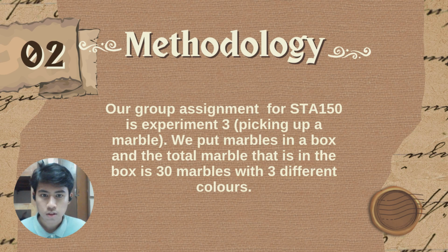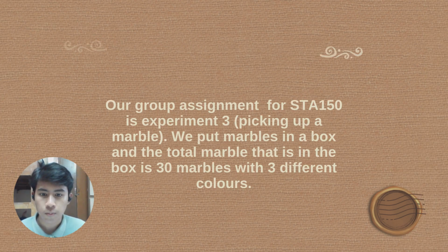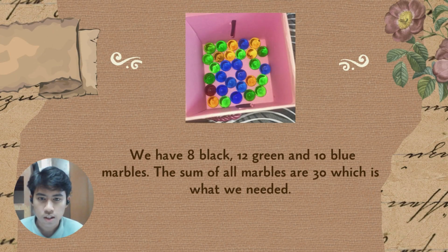Our group assignment for STA150 is experiment 3, which is picking up a marble. We put marbles in a box, and the total number of marbles in the box is 30, with 3 different colors. As you can see in the picture, we have 8 black, 12 green, and 10 blue marbles. The sum of all marbles is 30, which is what we needed.